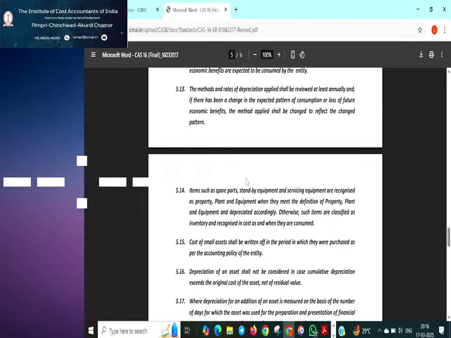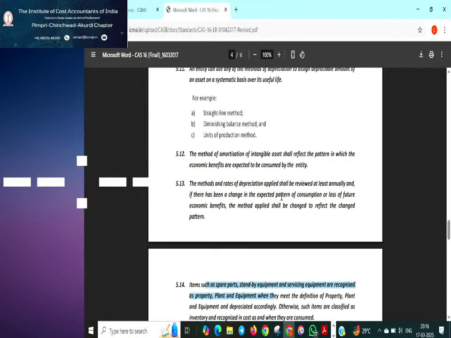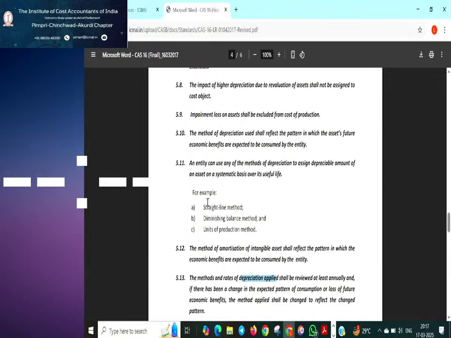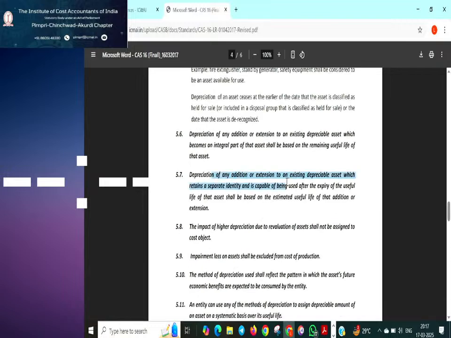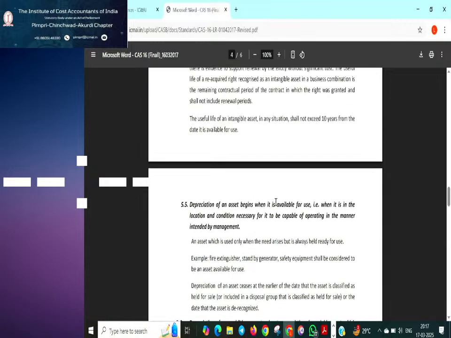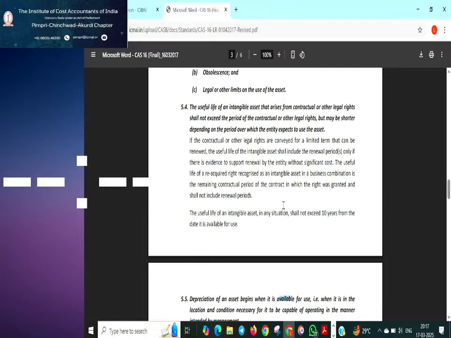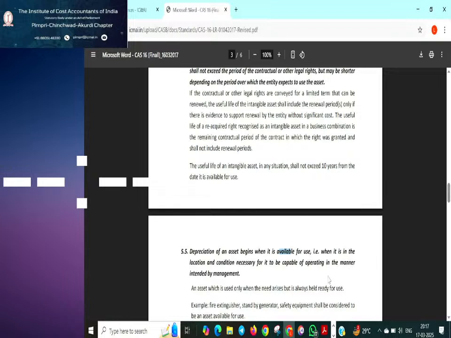So here the important point is about spare parts. Once again, the method needs to be reviewed, but it doesn't say that you have to change it every year. And what are the methods of depreciation that you can use, and this needs to be disclosed. And then about addition and extension of the existing depreciable asset, and the assets which are available for use, which are not used but available for use. So these are all some important points that you need to remember. Got it? Because these are some exceptions.